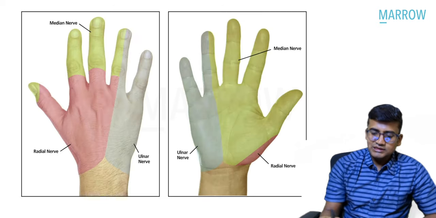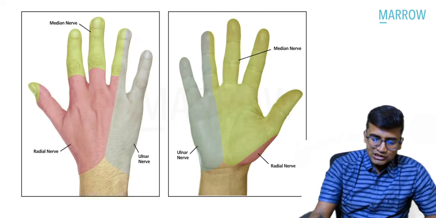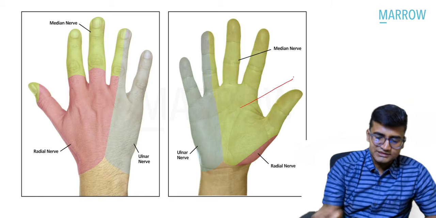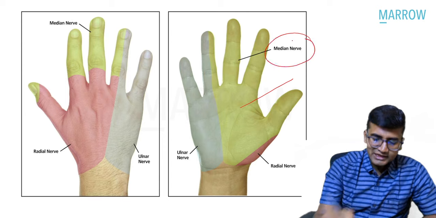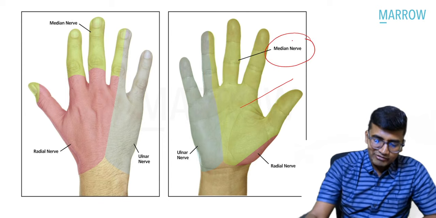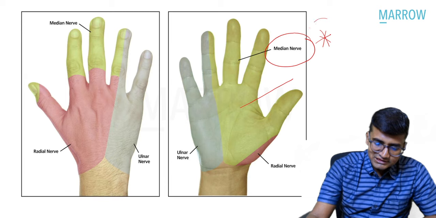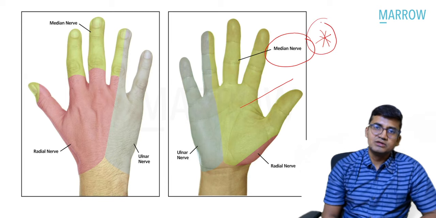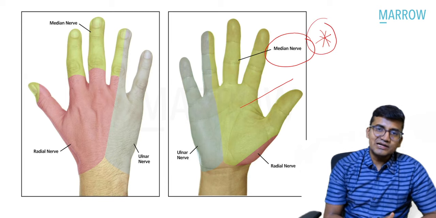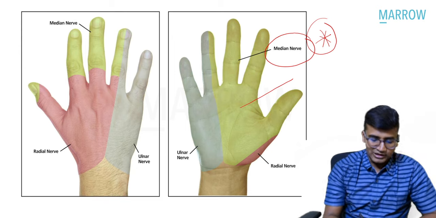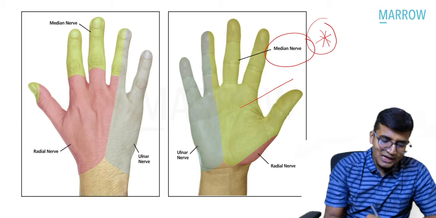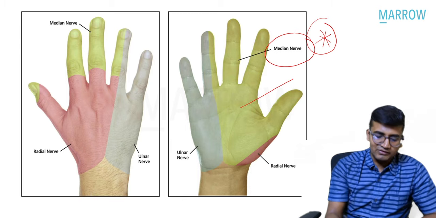See here, this is the palmar side. Now the lateral 3.5 fingers, in the palmar side, are supplied by the median nerve. So the patient has median nerve injury, that is the first point. The lateral aspect of the 3.5 fingers in the palmar side is supplied by the median nerve. Okay, and what about the ulnar nerve? The ulnar nerve supplies the medial 1.5 digits.